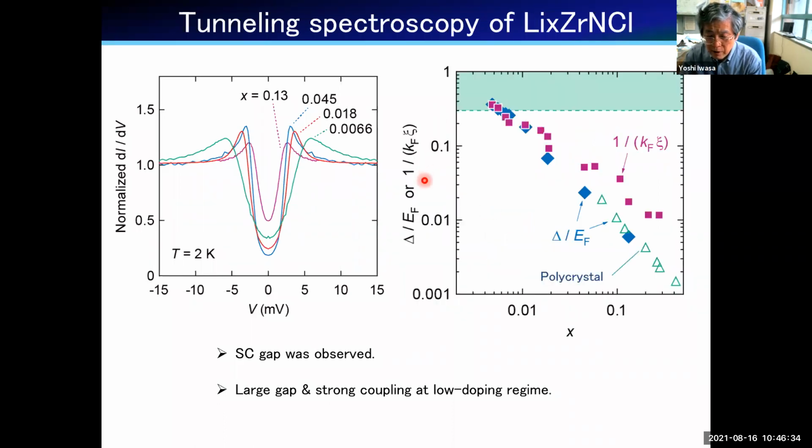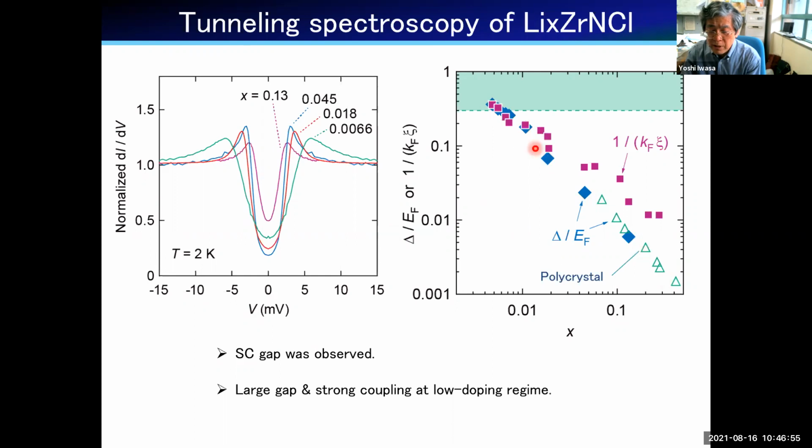So now we are able to plot delta over EF, also the 1 over KF Xi. So this is delta over EF. This is 1 over KF Xi. So this data somehow shows almost the same data.